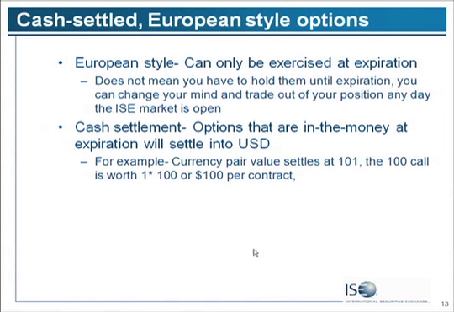Cash settlement, what does that mean? Well, it means that the option is going to settle back into U.S. currency. So, for instance, if I bought a call on the U.S. dollar, Canadian dollar, at, let's say, 100, and it closes at 101, the 100 call would be worth that 1 point times $100, because that's what the multiplier is for all option contracts. You have that 100 multiplier, and you would receive $100. Now you might have paid $200 or $300 or $400 for it, and so you have to consider what you paid for the option.